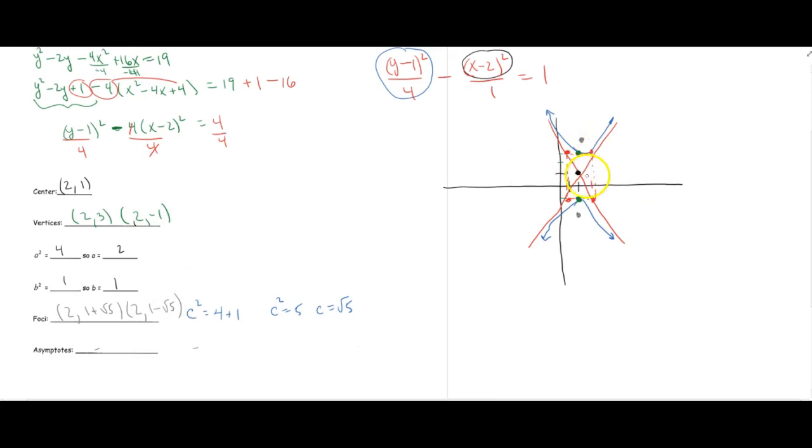Now, for our asymptotes, the slope. When I look at the slope here, the slope is 2 over 1, so that slope is 2. This slope is -2. So if my center is at (2, 1), I know y equals 2 times x minus 2 plus 1. That's going to give me 2x minus 2 plus 1, which is going to give me 2x minus 1. That will be one of my asymptotes.